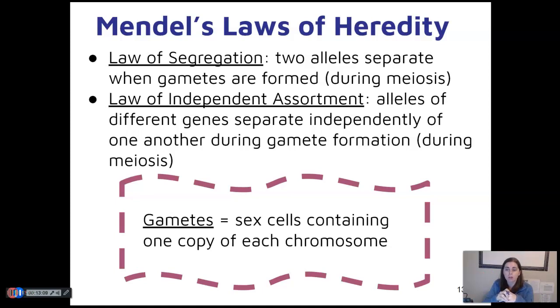The law of independent assortment is you have alleles of different genes separate independently of one another during gamete formation, which is during meiosis. That means your genes are not stuck and linked together. So hair color isn't tied to foot length. Okay, it's going to be a separate thing. The other thing to put on here is that gametes are your sex cells, and they contain one copy of each chromosome. That's why you have two gametes coming together, and when two gametes come together, then you have your full set of chromosomes. Okay?